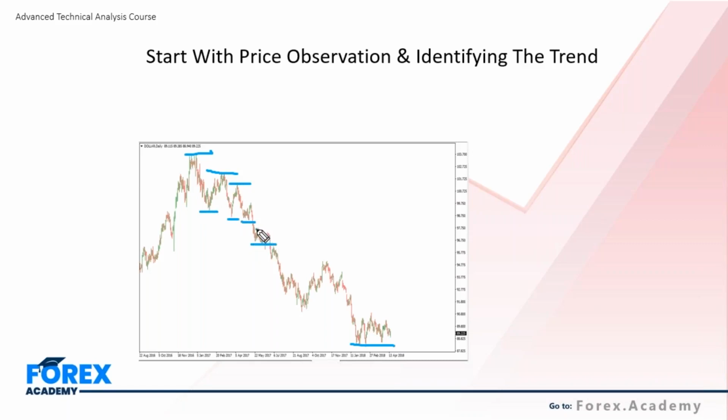And don't forget, when we talk about identifying a trend, an uptrend is a series of higher highs and higher lows, and a downtrend is a series of lower lows and lower highs. So when we look at this chart, certainly from this period of time here to this period of time here, you can see price action moving from top left to bottom right.